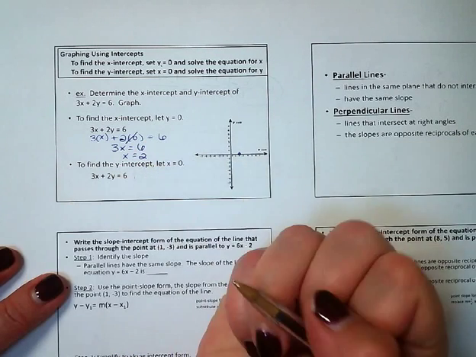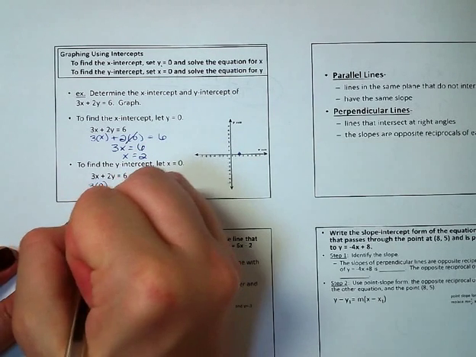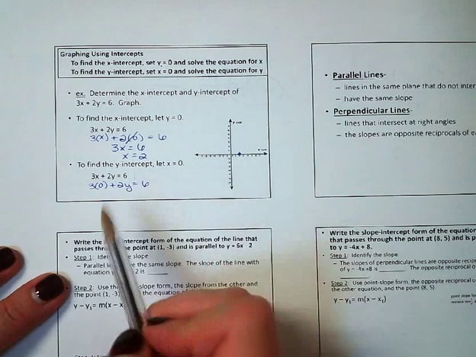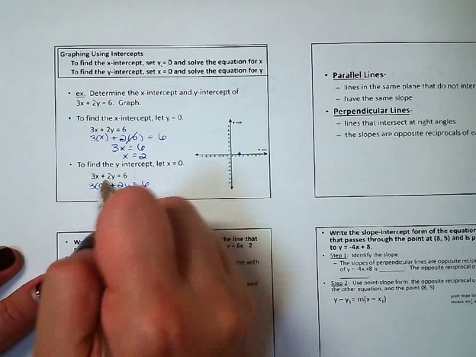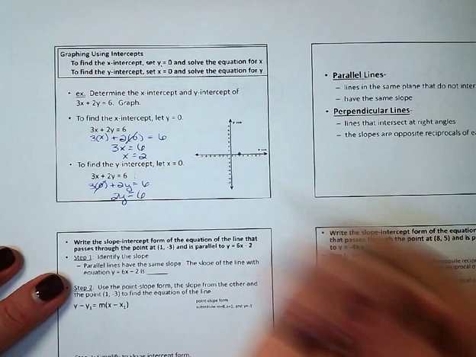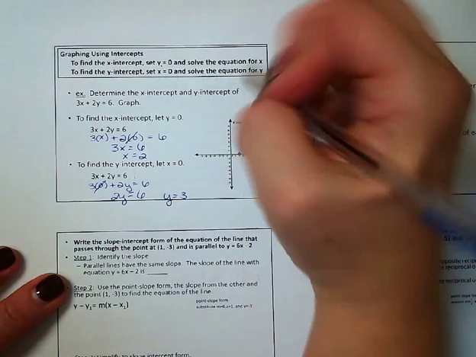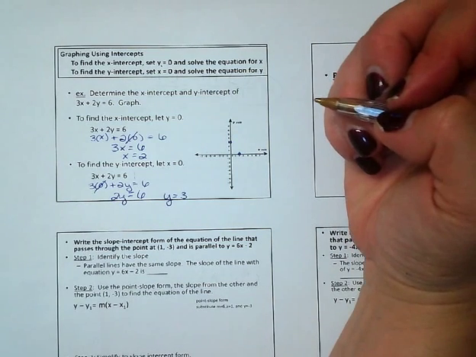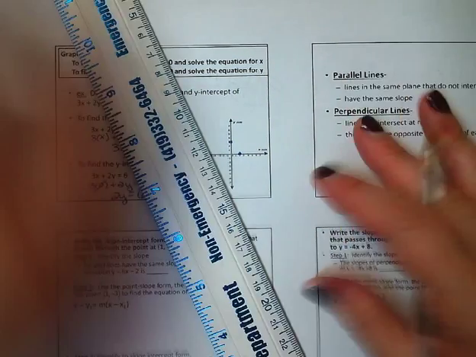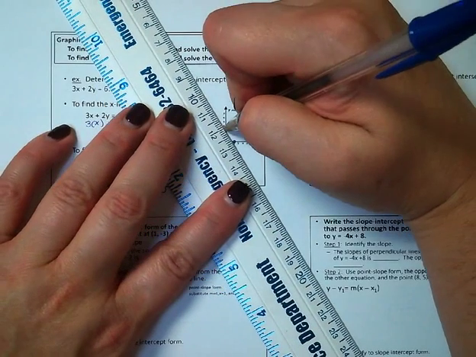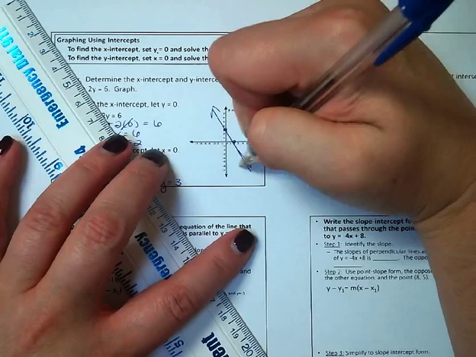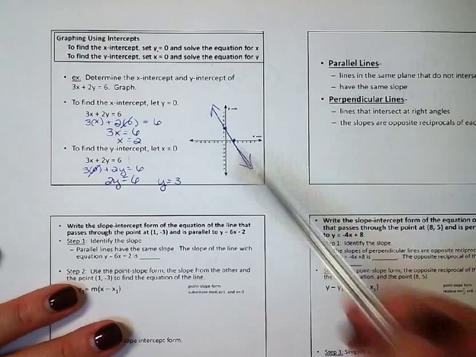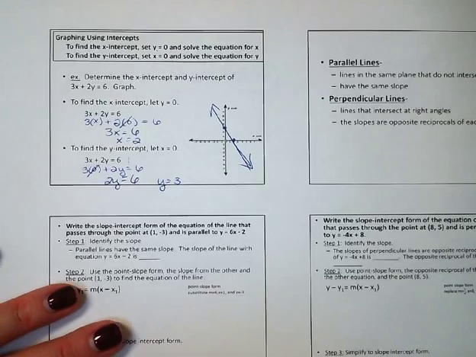Then find the y-intercept, let x equal 0. So we have 3 times 0 plus 2y equals 6. 3 times 0 is 0. 0 plus 2y is just 2y. The 3 times 0 goes away. 2y equals 6, so y equals 3. Put a dot on the 3. And use a ruler and connect your 2 points. Although if you're doing it in Math Excel, you don't need a ruler. So that's pretty simple. Just make the x 0 to find the y and the y 0 to find the x.